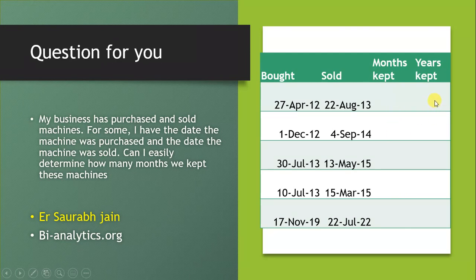Okay. Another thing, how many years you have kept. So try to use a formula. Which formula you will use? I will not tell. We have covered this in this tutorial. So we have a list of machines. Say there are 5 machines. We know when we bought them and when we sold them out.